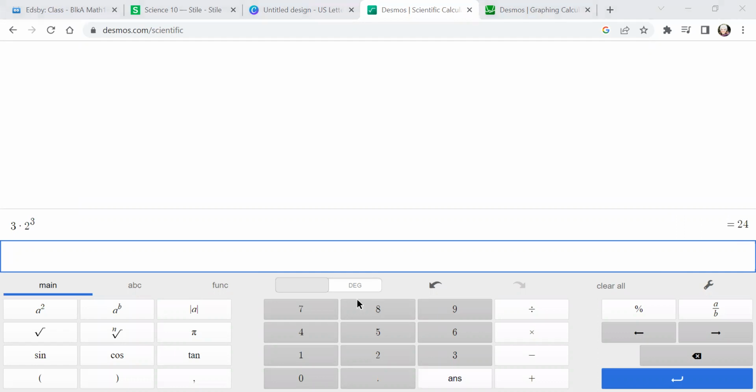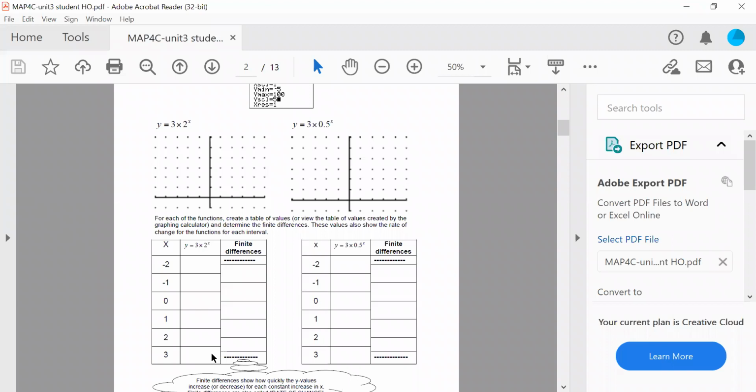So once you have that table of values, you've got those y values all listed in that column. Now what they're wanting you to do is what's called the finite differences, which is subtract bottom up. So this was 24, and here it was 12. If I do 24 take away 12, right here I'm going to have a difference of 12. And then I had 12, and this was 6. 12 take away 6 is 6. And then I had 6 and 3. 6 take away 3 is 3.